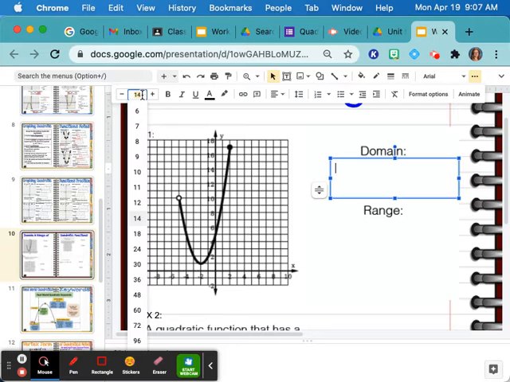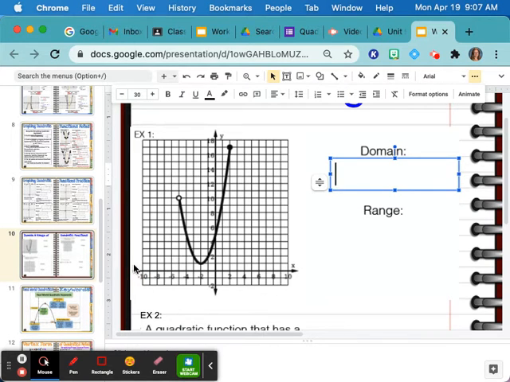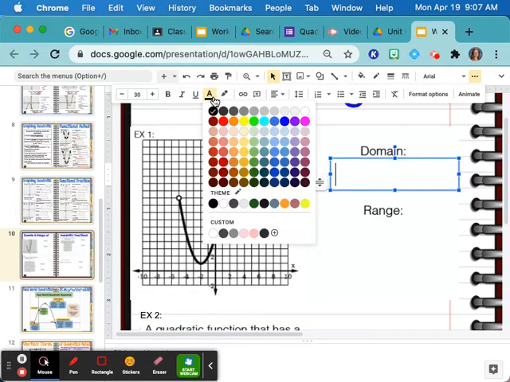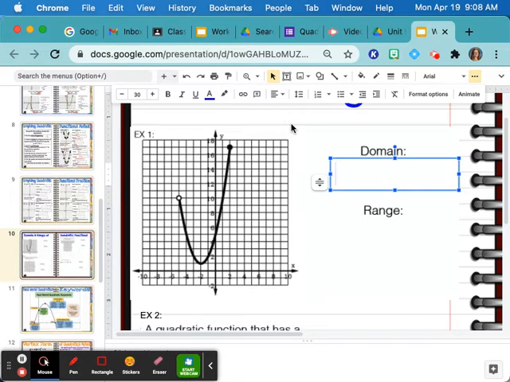I'm going to make my text box a little bit bigger. And I'm going to change the color. Make it bold.